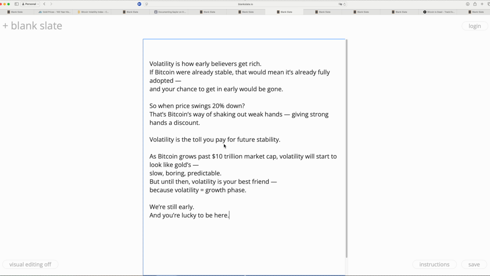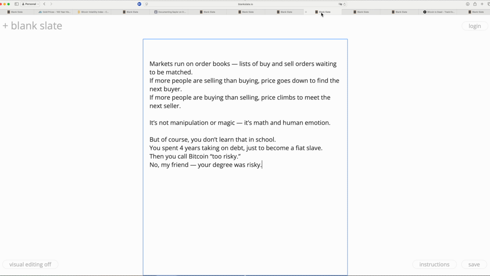Volatility is the toll you pay for your future stability. That might sound corny, but whatever. Now, as Bitcoin grows past a 10 trillion market cap, volatility will start to look like gold. Slow, boring, predictable. But until then, volatility is your best friend, because volatility means growth. No, we're still early, and you're lucky to be here. And that's why you should buy Bitcoin now and not wait.